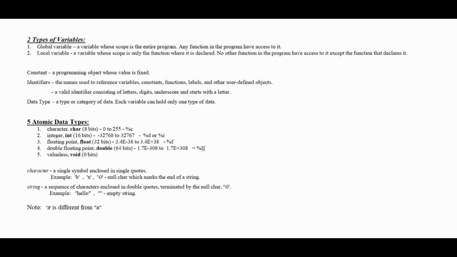There are two types of variables. These two types are the global variable and the local variable. The global variable is a variable whose scope is the entire program. So the scope of the global variable is the entire program, while for the local variable, the scope is only the function where it is declared.